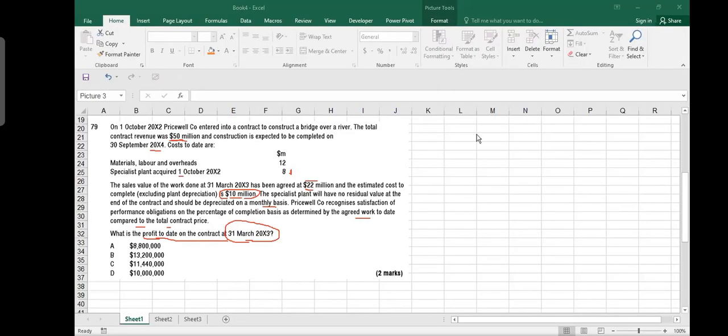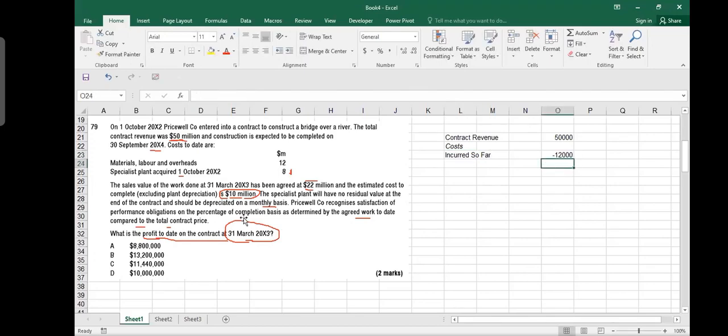So let's first make the profit statement of this contract. We say our revenue, let me call it contract revenue, which we have agreed is 50 million. And our costs, how do you identify the cost? You would say that incurred so far, this is 12 million. And then it says a further cost of 10 million, which you will recognize would be 10 million.